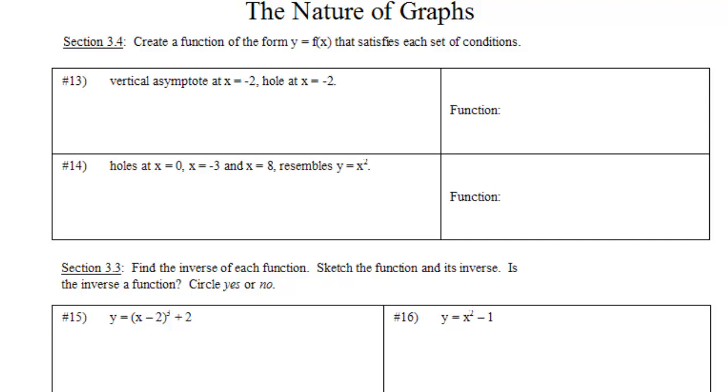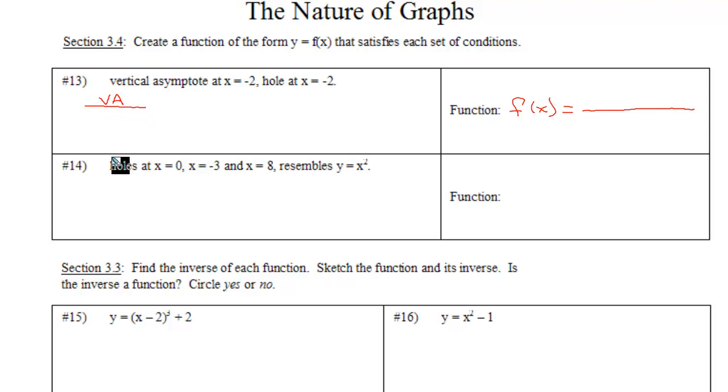Number 3, you're supposed to create a function of the form y equals f of x that satisfies each set of conditions. Number 13 has a vertical asymptote at x equals -2 and a hole at -2. So a couple things you have to do. One, for each of these problems, it's always going to be f of x equals a fraction. There are no exceptions. If you have a vertical asymptote, then that information is going to be put on the bottom. If you have a hole, that information is going to be put on the top and the bottom.